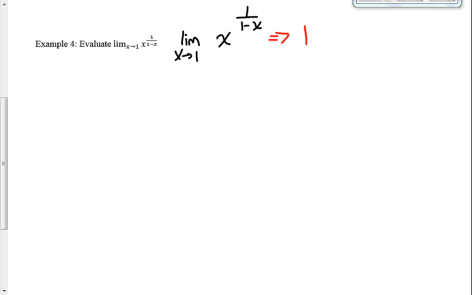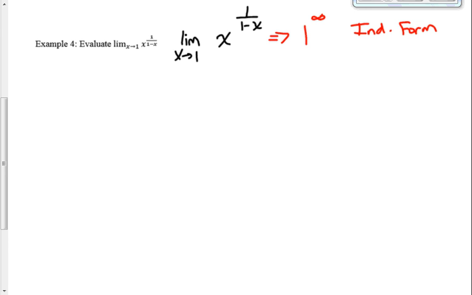So first of all, we have 1 raised to the 1 over 0, which is infinity, which is an indeterminate form. But I need to make it into a fraction before I can use L'Hopital's, and I can't use L'Hopital's right now because I don't have a fraction. So I have a little bit of a dilemma here. What I'm going to do though is treat it like logarithmic differentiation.